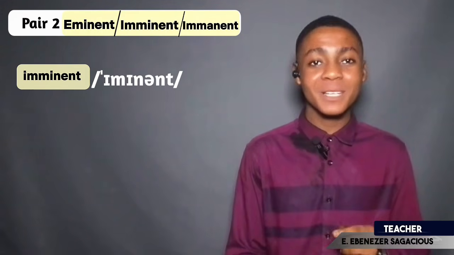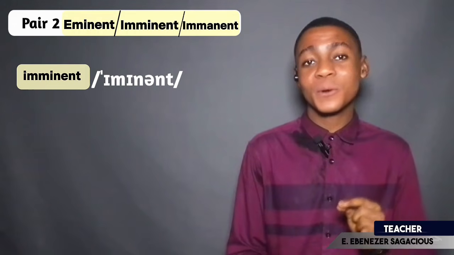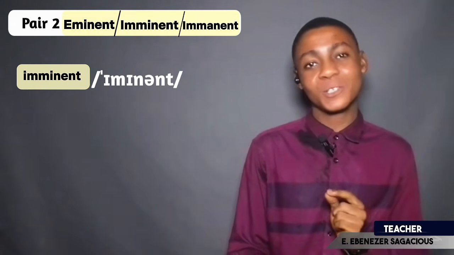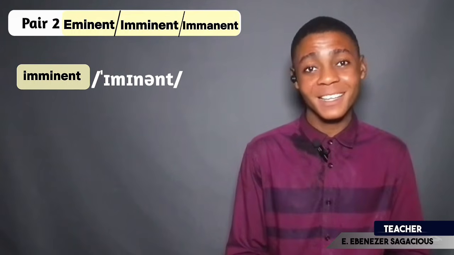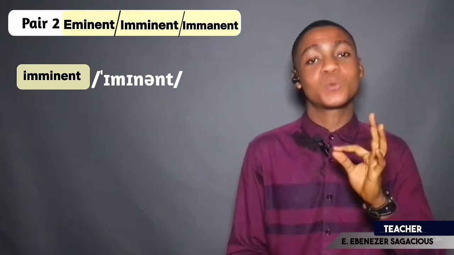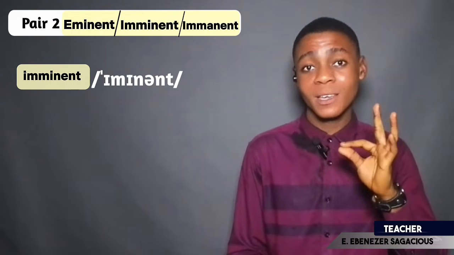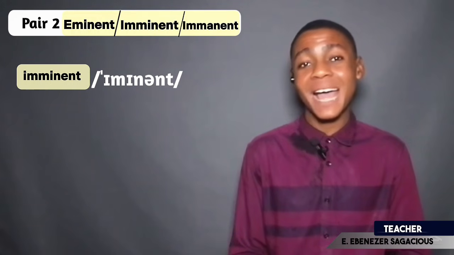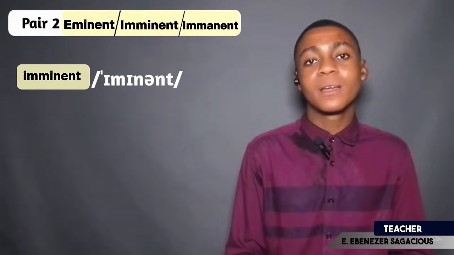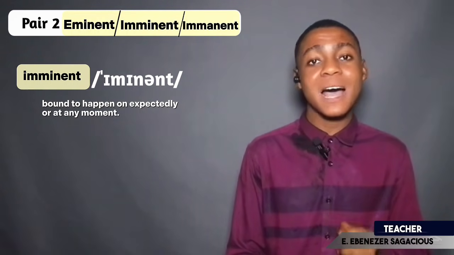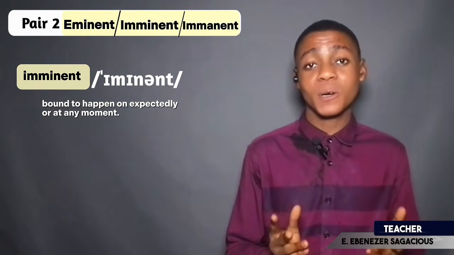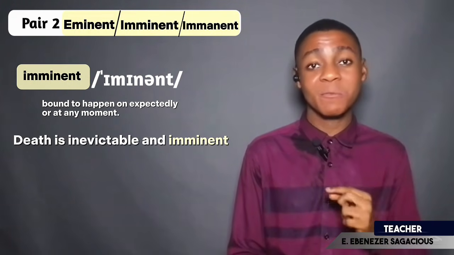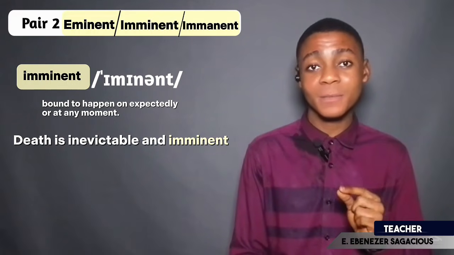Next, we have imminent with letter I. The pronunciation is quite close to eminent, but not exactly the same. Imminent begins with a short vowel sound I, and you have a shoe sound at the final syllable. It simply means something that happens unexpectedly or at any moment. For example, death is inevitable and imminent.